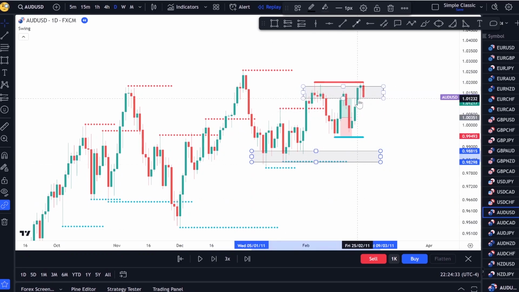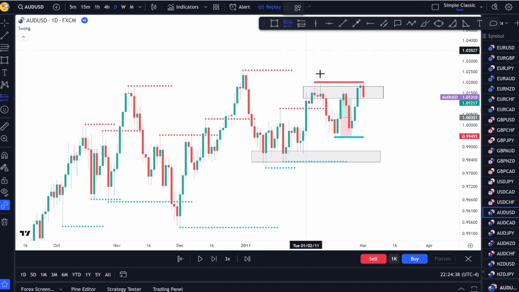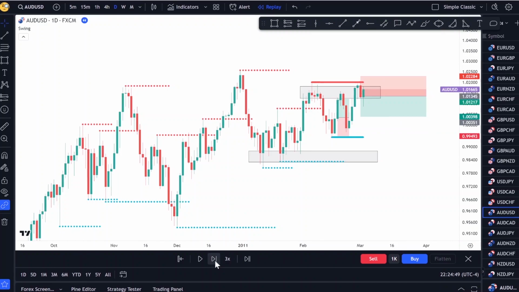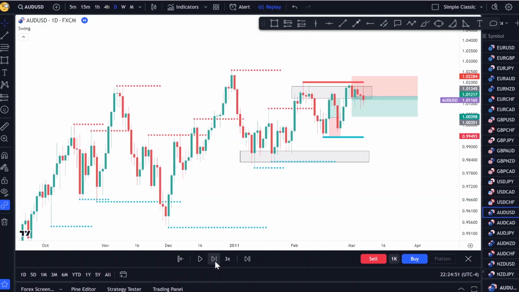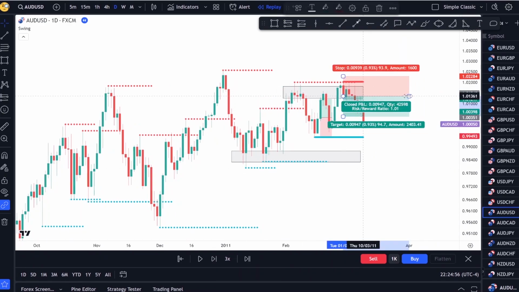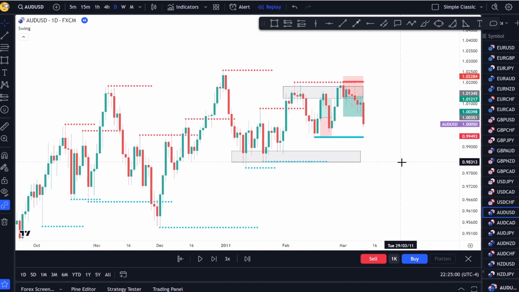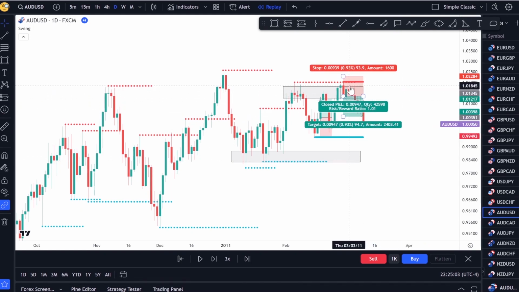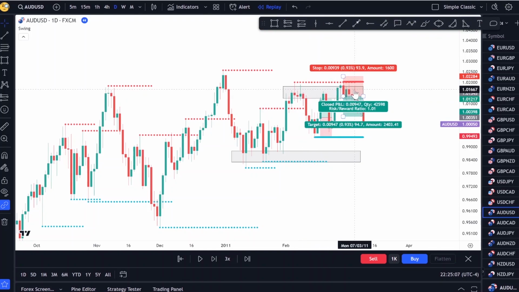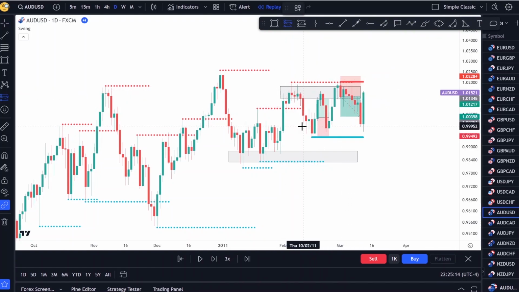All right, so we see a rejection here, and then we can enter for a sell. So 2 wins for now. It started going against us, but then this zone that was established previously held pretty well. And now it looks like it's established. Also looks like I've missed it, but that's fine. We don't need to take every trade.